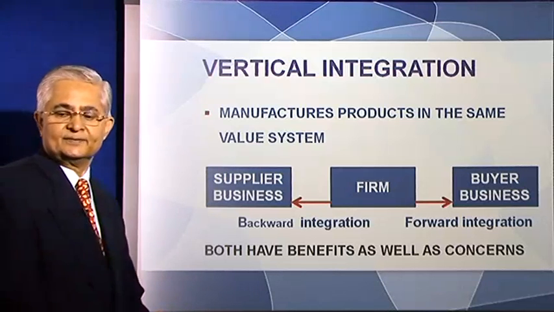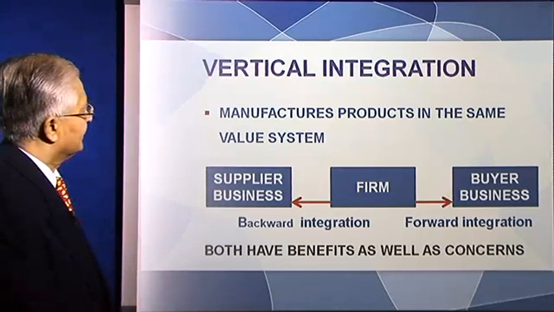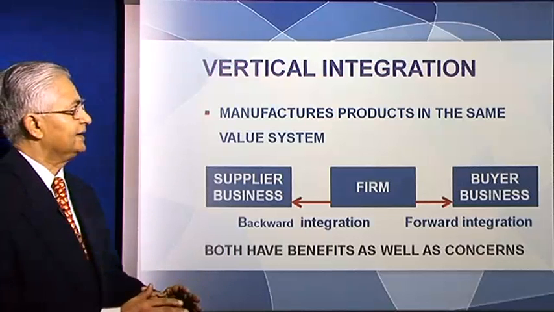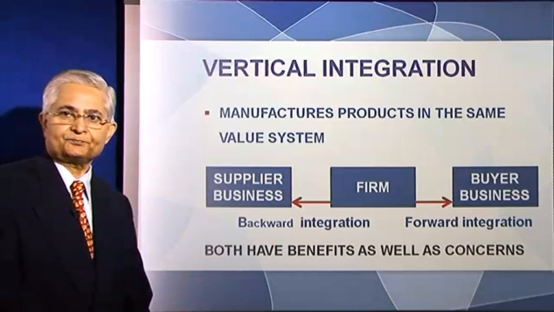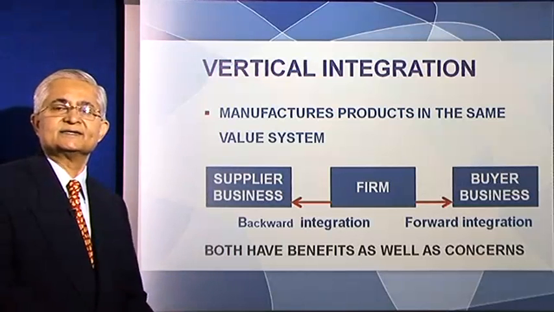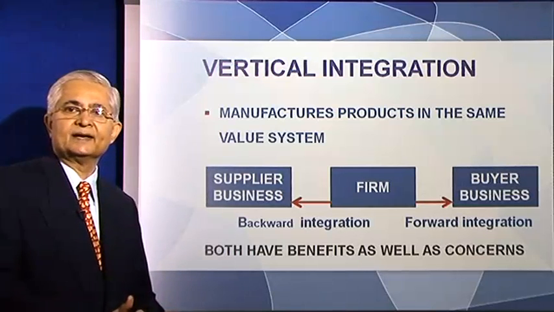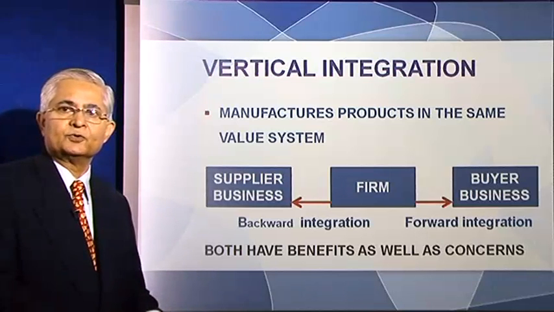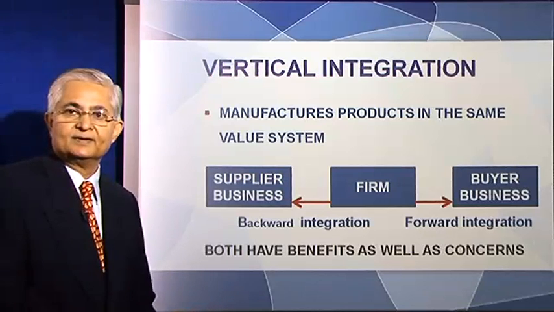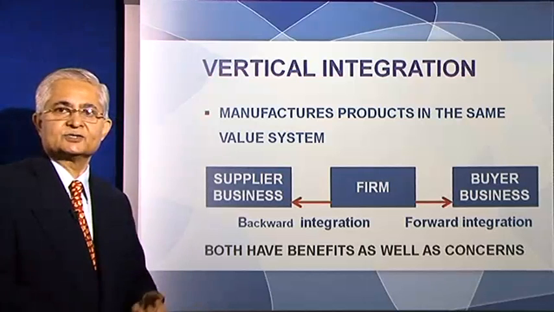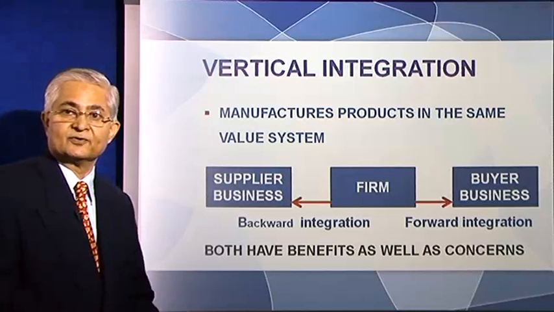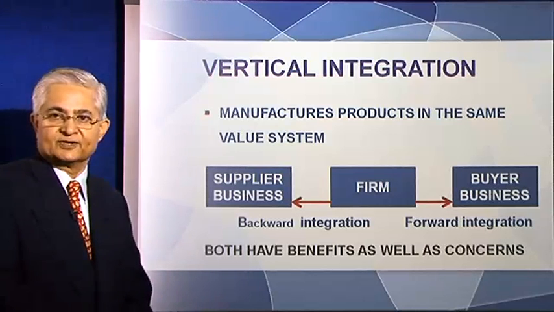Let's take a look at vertical integration. Here we are manufacturing products broadly in the same value system. For instance, consider a firm which is making automobile products, right? Now, the firm could decide to get into the manufacture of gears. Now, these gears are bought by its automobile units. So, that is vertical integration, and that is backward integration.